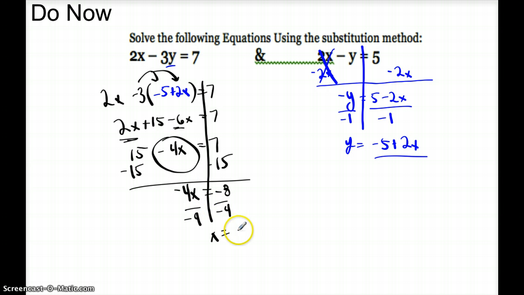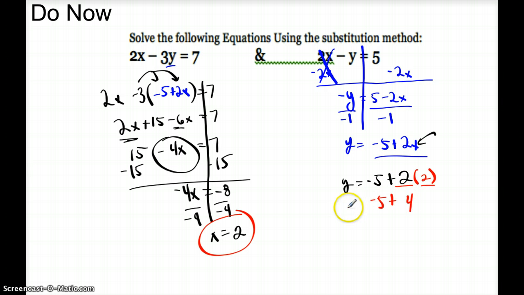x equals 2. Plug it into here, y equals negative 5 plus 2, and our x value we just learned is 2, so I'll do that in a different color, 2, and then I'll solve. Negative 5 plus 2 times 2, which is 4, y equals negative 5 plus 4, y equals -1. Remember to always put them together.